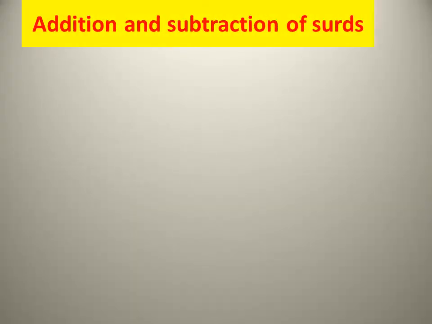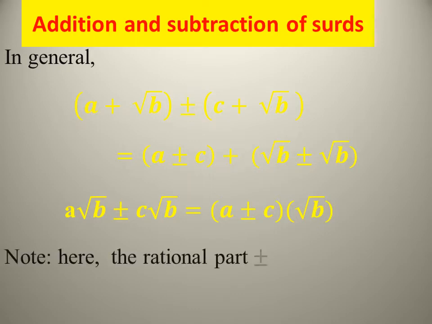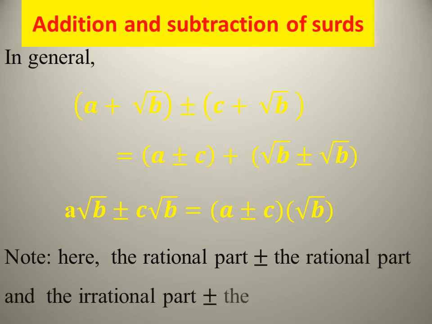Let's look at how we can add or subtract surds. In general, if we take two surds, a plus root b plus or minus c plus root b equals a plus or minus c plus root b plus or minus root b. Also, if we take the surds a root b plus or minus c root b, it will equal a plus or minus c root b. Here we notice that the rational part adds or subtracts the rational part, and the irrational part adds or subtracts the irrational parts.